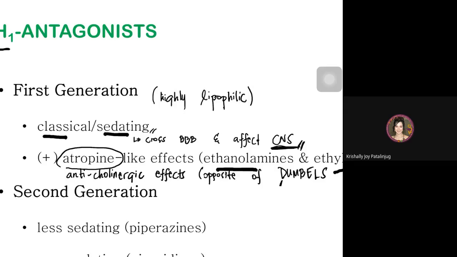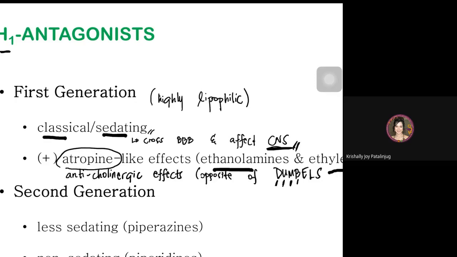Usually kapag gumamit ka ng mga first generation H1 blocker, na kay side effect, atropine like ng mga side effects. So opposite ng diarrhea, constipation, opposite ng urination, urinary retention, opposite ng meiosis, mydriasis, okay? Opposite ng bronchoconstriction, there is bronchodilation, etc. So opposite of dumbbells, yun yung anticholinergic effects.